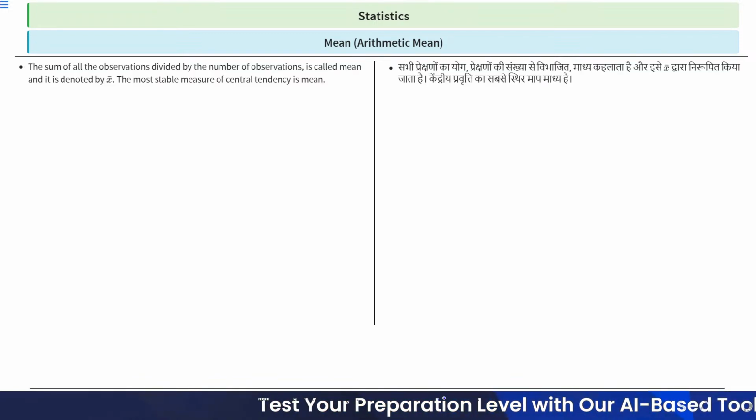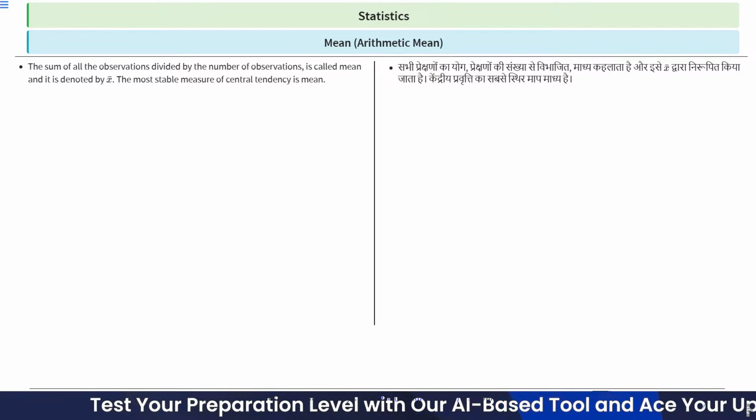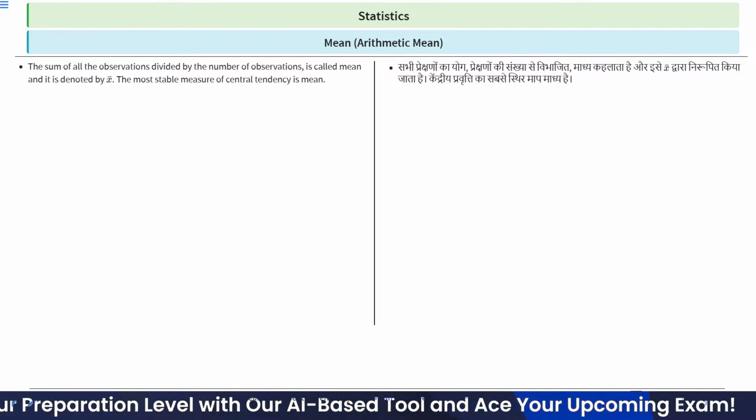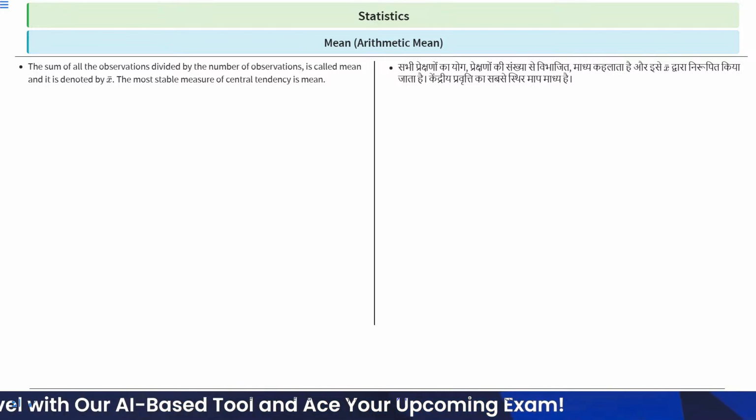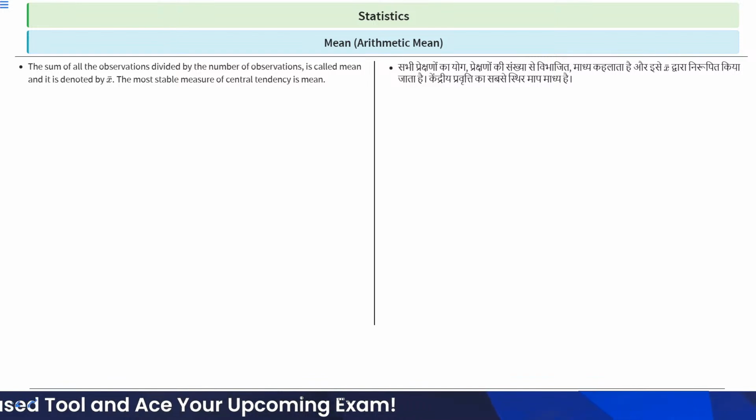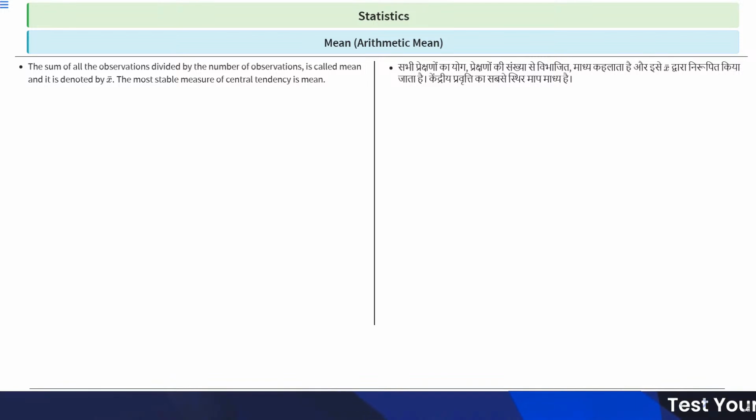So what is mean or arithmetic mean? The sum of all the observations divided by the number of observations is called the mean, and it is denoted by x bar, right? The most stable measure of central tendency is mean, right? So mean is basically the most stable measure of the central tendency. You have to keep in mind.